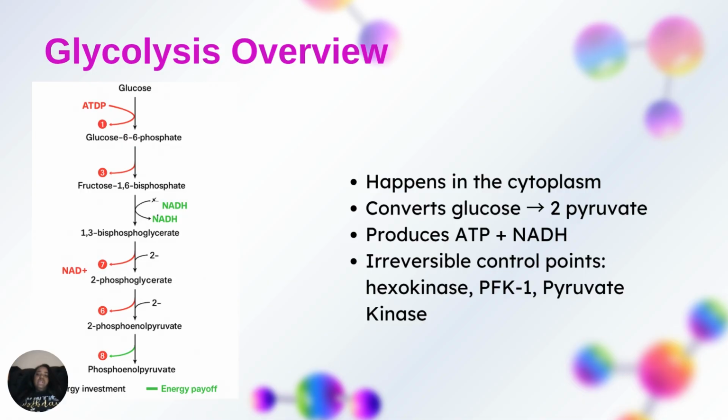So, let's walk through glycolysis in two halves. The first half costs the cell energy. This is where you have to spend two ATP molecules to prepare glucose. In the second half, the cells earn energy back. This results in the net gain of two ATP molecules, which is like your body's pocket change for quick energy. In the next slide, you will be able to see each step and the three important irreversible control points: hexokinase, PFK1, and pyruvate kinase.